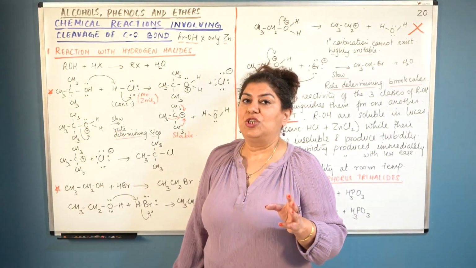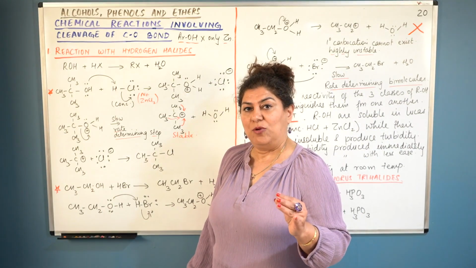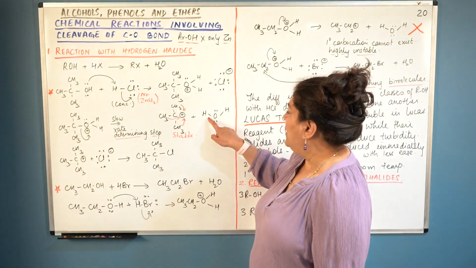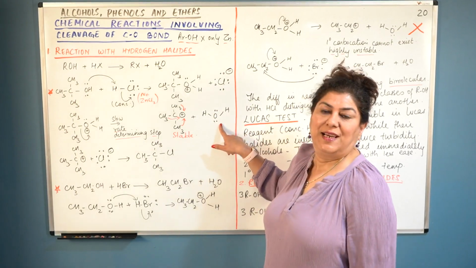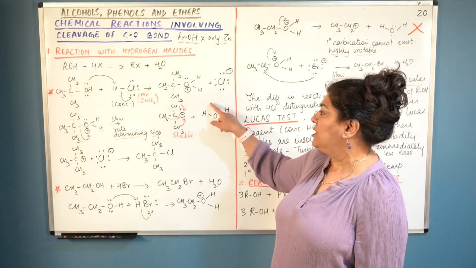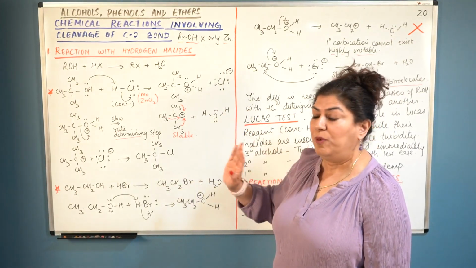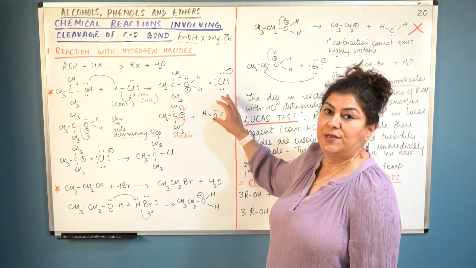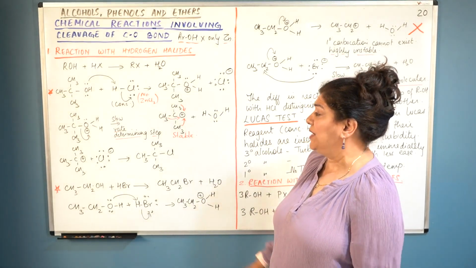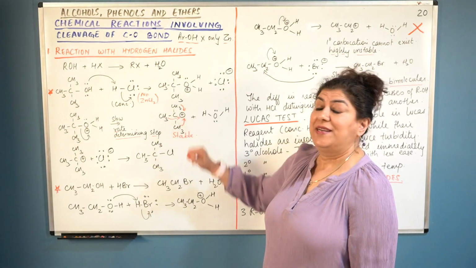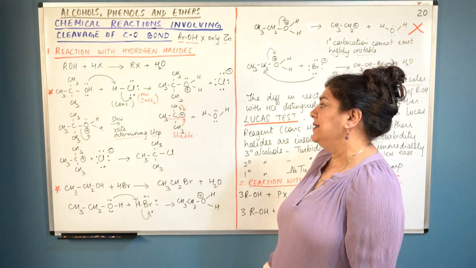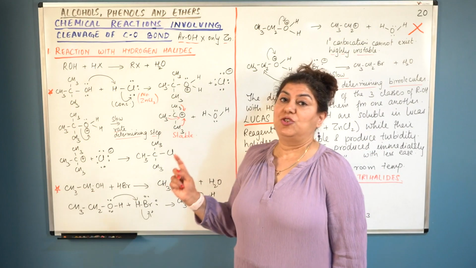So every oxygen has 6 electrons in its outermost shell. So it has 1, 2, 3, 4, 5, 6. It gets back its 6 electrons and it becomes neutral. So there is no positive charge on oxygen and you get water. At the same time, you get a carbocation here. A carbocation is a cation in which the positive charge is on the carbon.